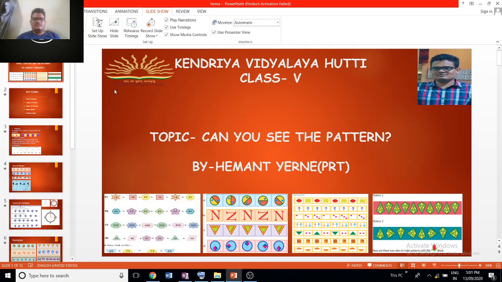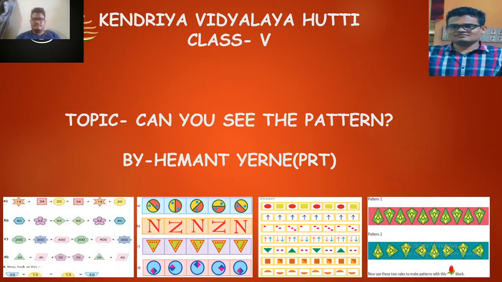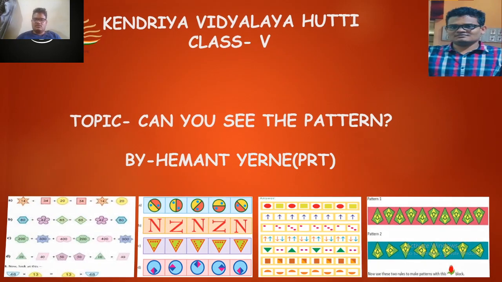You can see here some patterns. These are the number patterns. These are the shape patterns. These are also shape patterns. You can see various patterns are given. So now in this lesson we will learn more about this pattern.